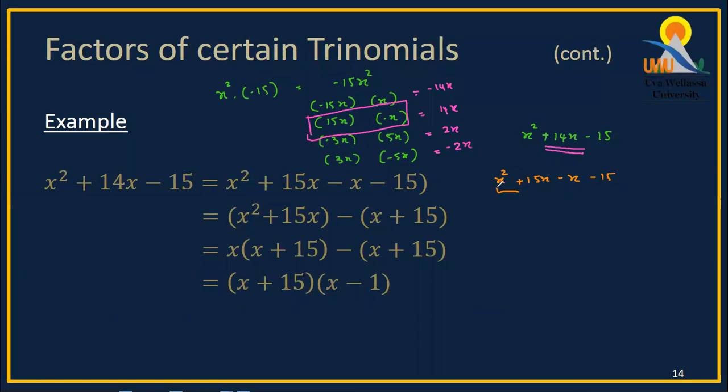Then we will isolate the first two terms and the third and fourth terms separately. The first set of values has the single term common factor x. Then this would be x plus 15. Then here we can see it is minus x and minus 15. Then the common factor is minus 1, and x plus 15 will be here. Therefore, we can have it as x plus 15 into x minus 1. This is how we get the factors for the given quadratic expression.